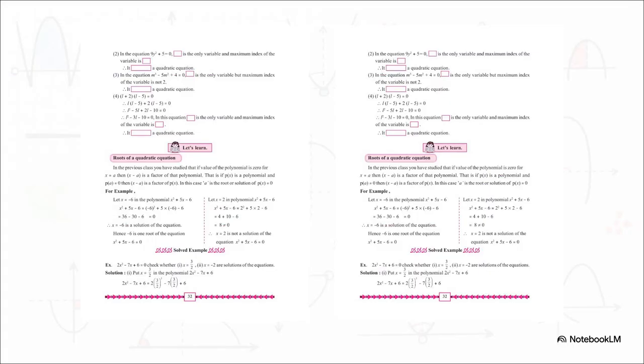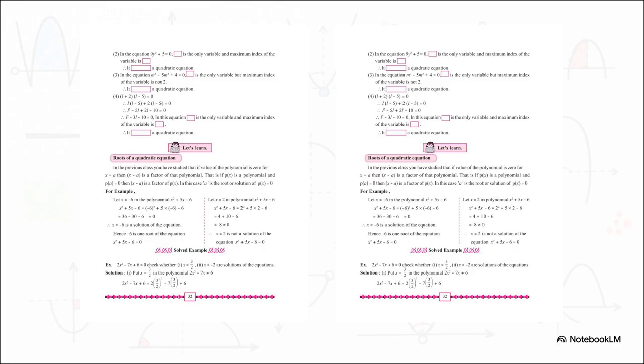Let's compare 2 quick examples side by side using the polynomial x squared plus 5x minus 6. First, let's substitute x equals minus 6. Minus 6 squared is 36. 5 multiplied by minus 6 gives us minus 30. And then we just carry down the minus 6. So 36 minus 30 minus 6 equals 0. Because it equals exactly 0, minus 6 is a true solution.